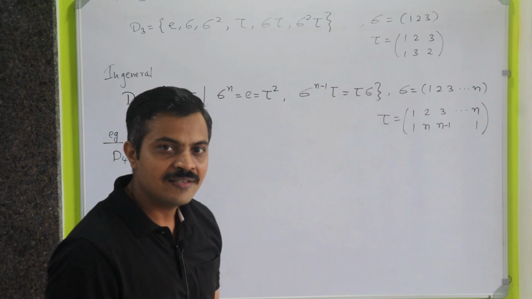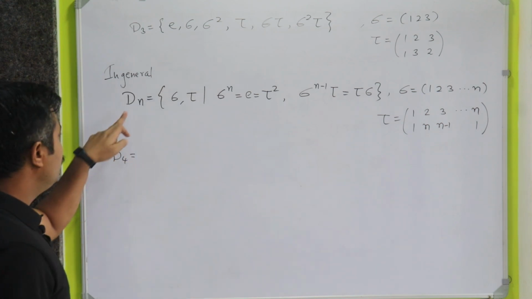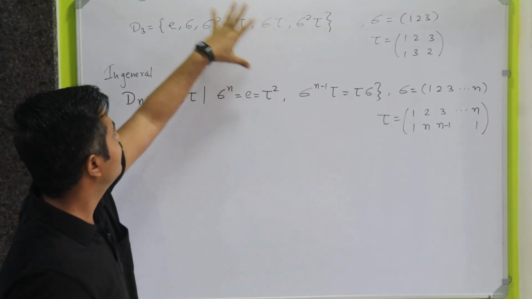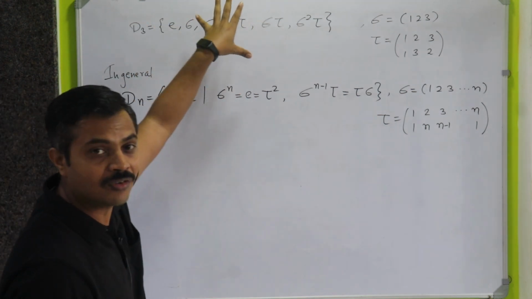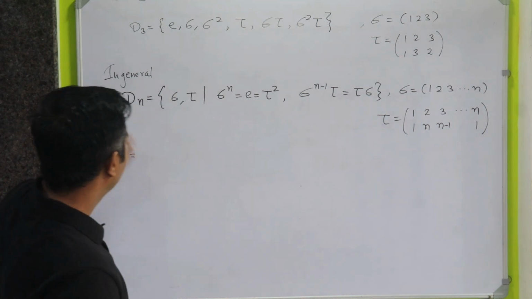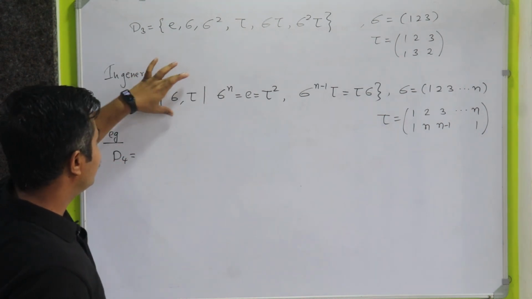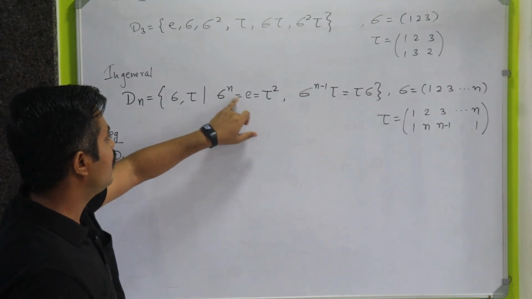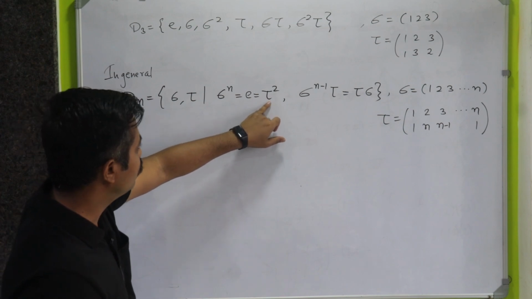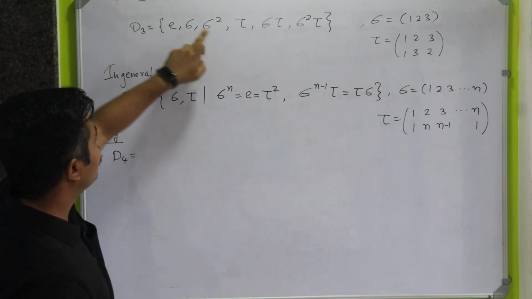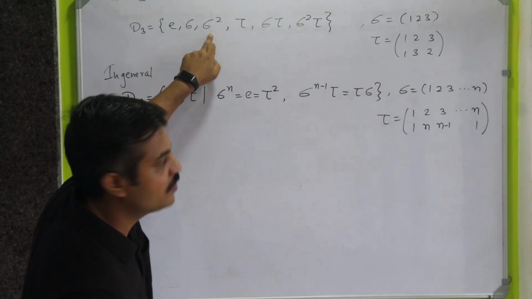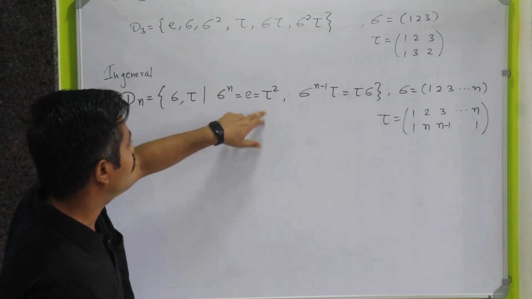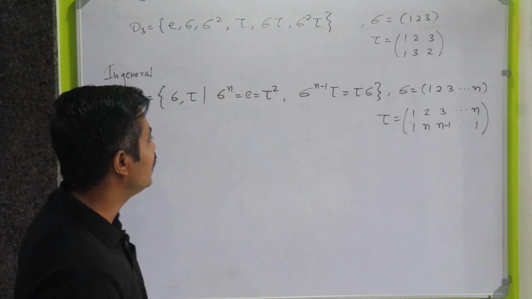Now we are going to generalize this notation. So in general, Dn is actually a collection of sigma and tau. As you can see, the elements of D3 are simply the combinations of sigma and tau. So the elements of Dn are the collection of sigma and tau such that sigma raised to n is equal to E, which is equal to tau square. So in D3 you can see that sigma cube is absent because sigma cube is E. Tau square is also absent. The reason is tau square is also E.